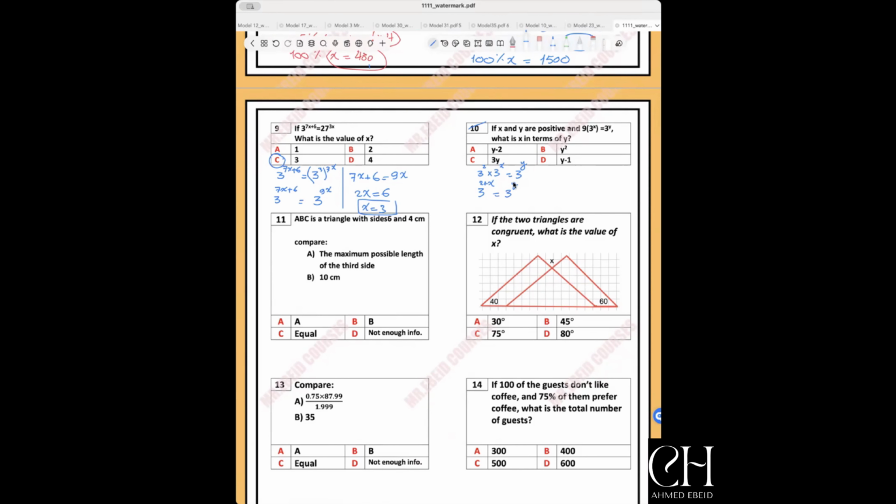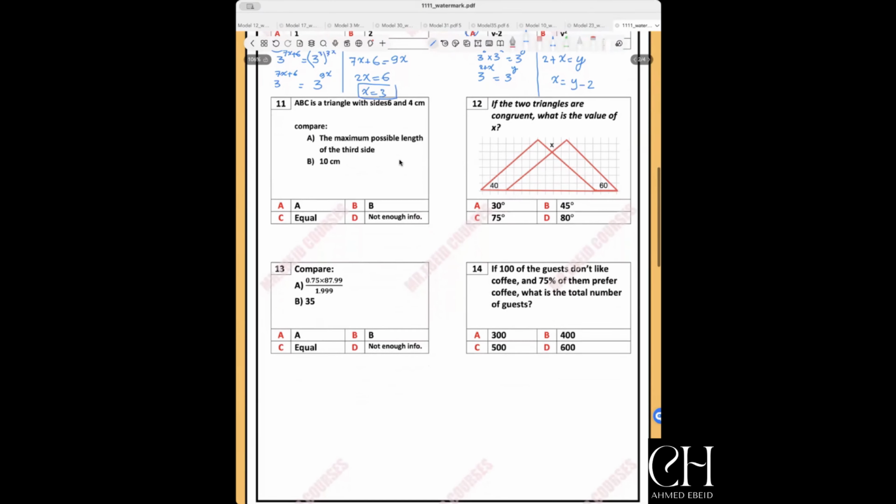The same bases, so the same exponents. So we have 2 plus x equals y. Subtract 2 from both sides, which means x equals y minus 2. So the answer is A. Question 11.